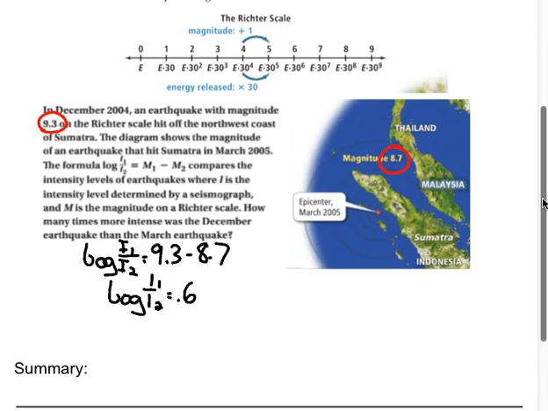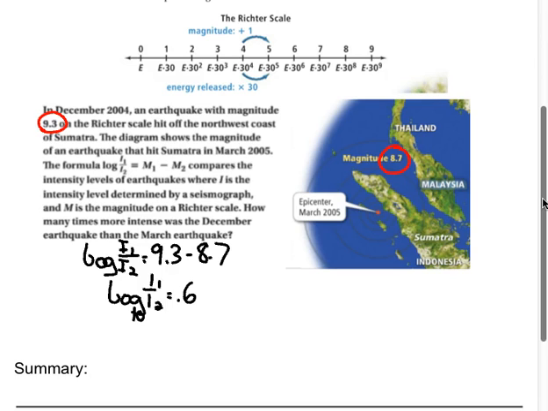But we want to figure out how many times more intense is it. So we want to be able to compare the intensities. So we need to set those intensities free, okay? Now, something you probably noticed, that logarithm doesn't have a base on it. So when it doesn't have a base, remember, it's assumed to be 10. It is a common logarithm.